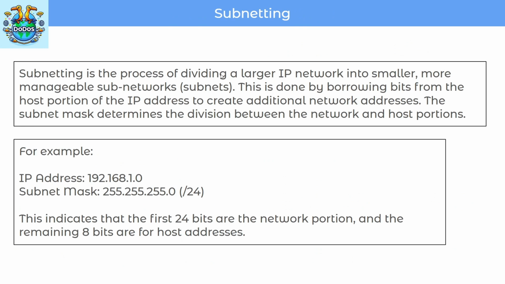Subnetting. Subnetting is a process of dividing a larger IP network into smaller, more manageable subnetworks, or subnets. This is done by borrowing bits from the host portion of the IP address to create additional network addresses. The subnet mask determines the division between the network and host portions. For example, IP address 192.168.1.0 and the subnet mask being 255.255.255.0. This indicates that the first 24 bits are the network portion and the remaining 8 bits are for host addresses.